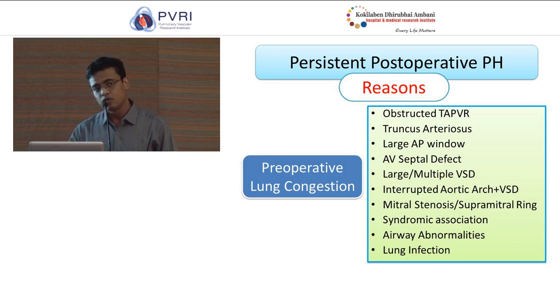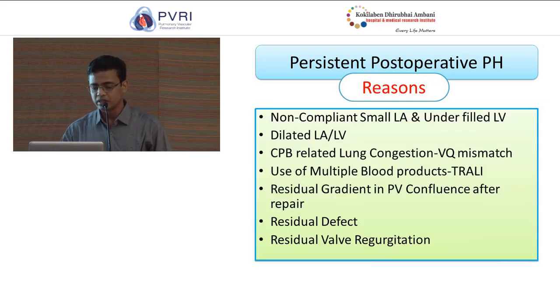These are the reasons we have postoperatively. Also, lung congestion will affect the VQ mismatch and can affect the PA pressure. The other reasons for persistent pulmonary hypertension after surgery will be a non-compliant or small LA or underfilled LV, especially in TAPVC repair, or a dilated LA and LV, especially in multiple VSDs and other defects. CPB-related lung congestion will usually be there, which also causes VQ mismatch.